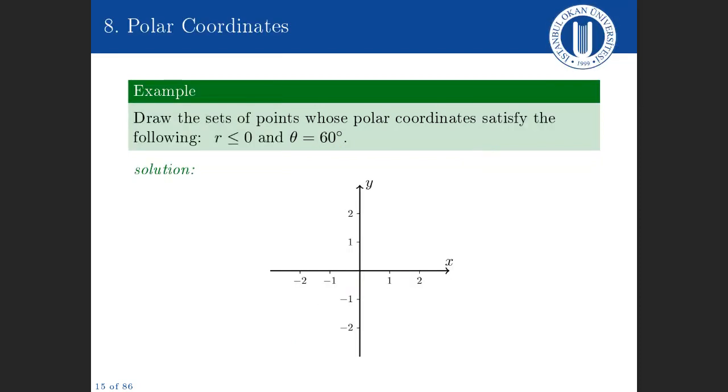Draw the set of points whose polar coordinates satisfy r is less than or equal to 0 and theta is equal to 60 degrees. Again, let's look at the angle. Theta equal to 60 degrees, that's about here. But we just want the negative part of the line. So we just want this part down here.